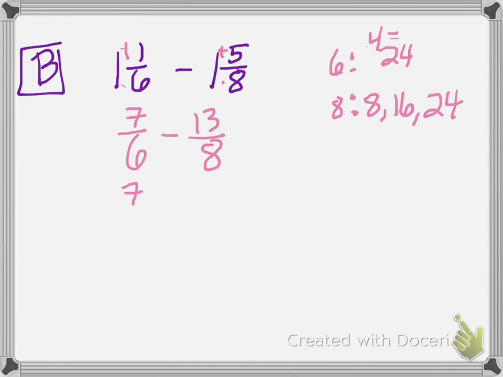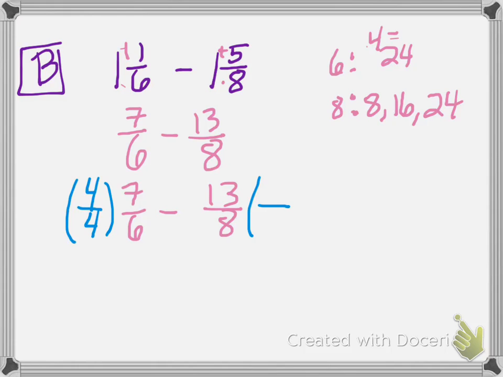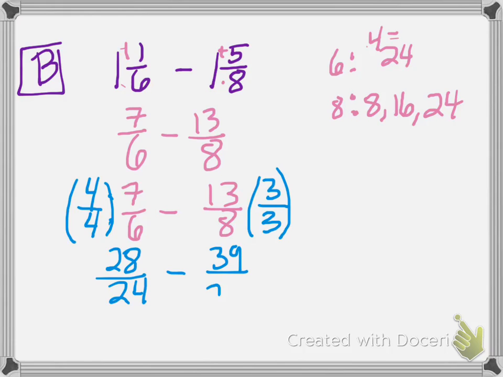So I'm going to take my 7/6 and I'm going to multiply it. Let's change colors again to blue. Okay, I want a common denominator of 24, so 6 times 4. So I'm going to multiply 7/6 by 4/4. And 8 to 24 is multiplied by 3, so 3/3. Okay, now you multiply across on both sides. 4 times 7 is 28/24, minus 13 times 3 is 39/24. My denominators are the same, so now I get to subtract my numerators.